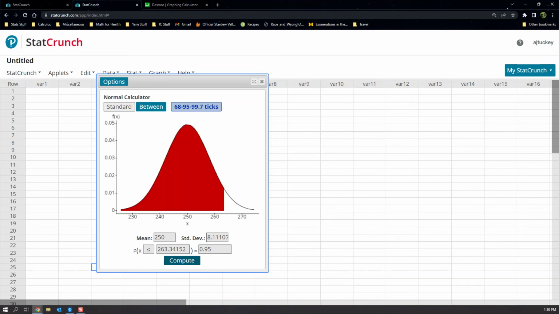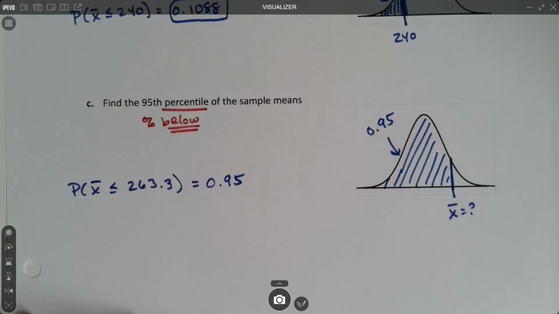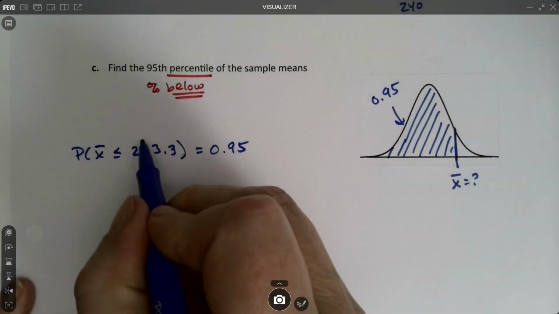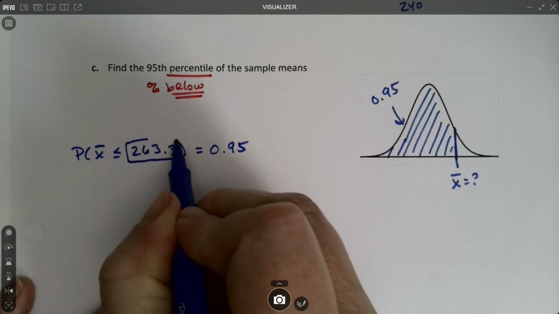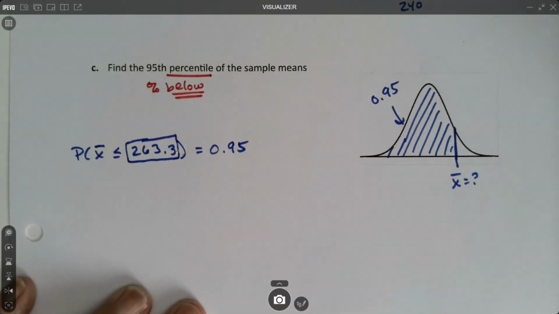And I'm going to write that bottom line. So P parentheses x bar less than or equal to 263.34. Oh, I think I wanted one decimal place for those. So 263.3 is equal to 0.95. So that whole bit is going to get written on my paper. Let me go back to my paper so you can see. There it is. And the answer is actually this value right here. That's the answer.